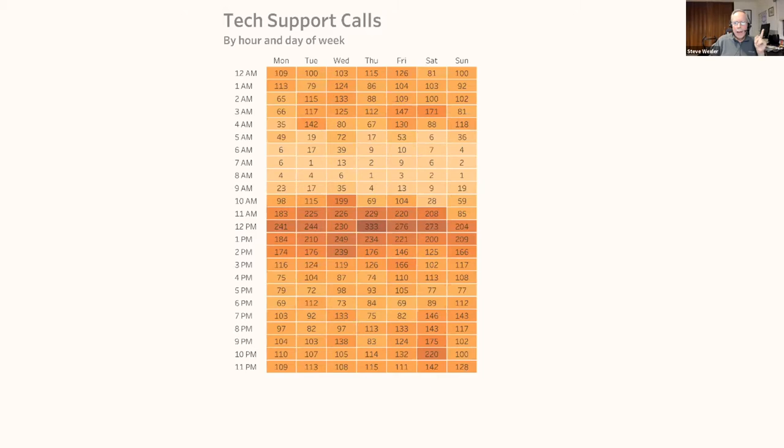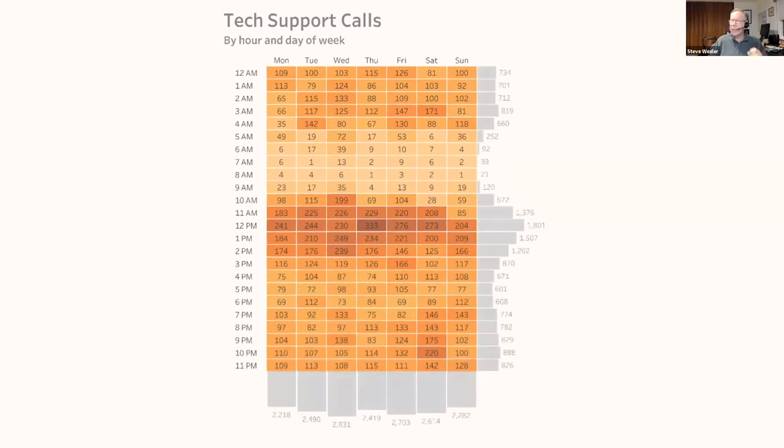Great. Now, suppose someone says, what day of the week do we get the most tech support calls? What day of the week do we get the fewest? Same with hour of the day. When's the most? When's the fewest? That's hard to answer in this. But if we build a marginal histogram around this thing, you can answer those questions instantly.